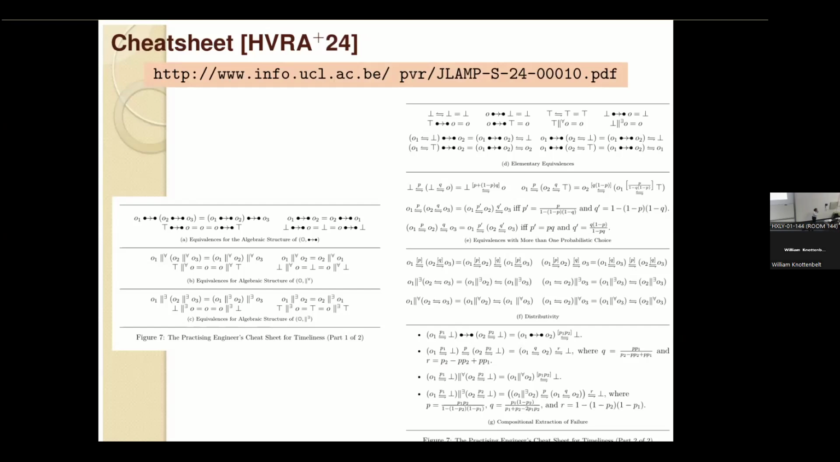Be reminded, please, that this is only about timeliness. This cheat sheet is only for when you are concerned about time. They're only equivalent with respect to time, yes.